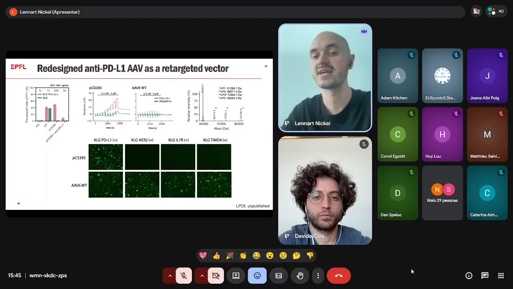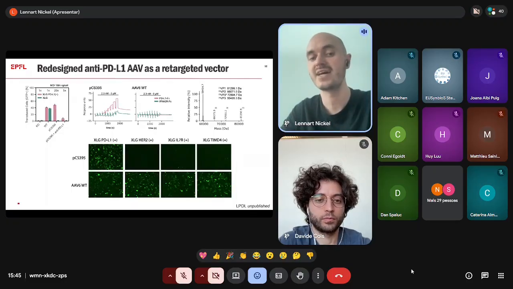And the most convincing is, I guess, these pictures here where you can see that our PCS 395, which is our best variant so far, is really selective for PD-L1 overexpressing cells in comparison to the wild type virus that goes into any of these cell lines.